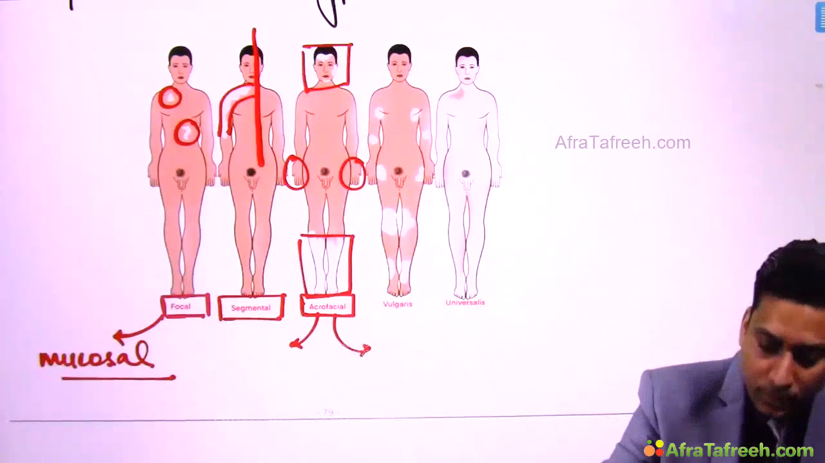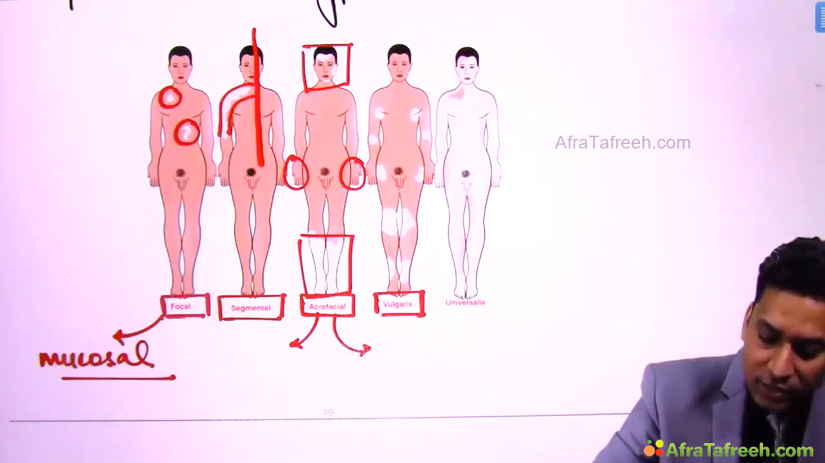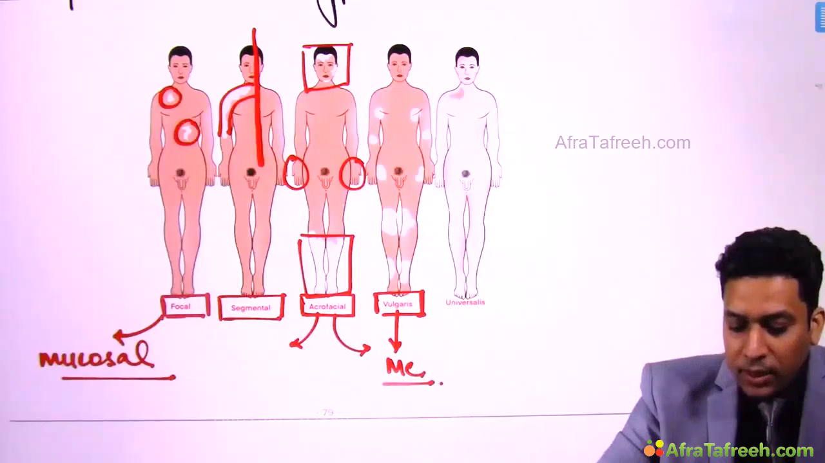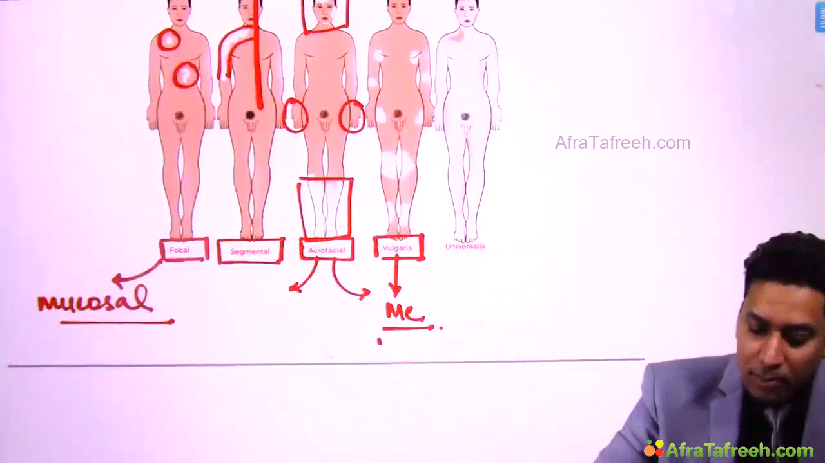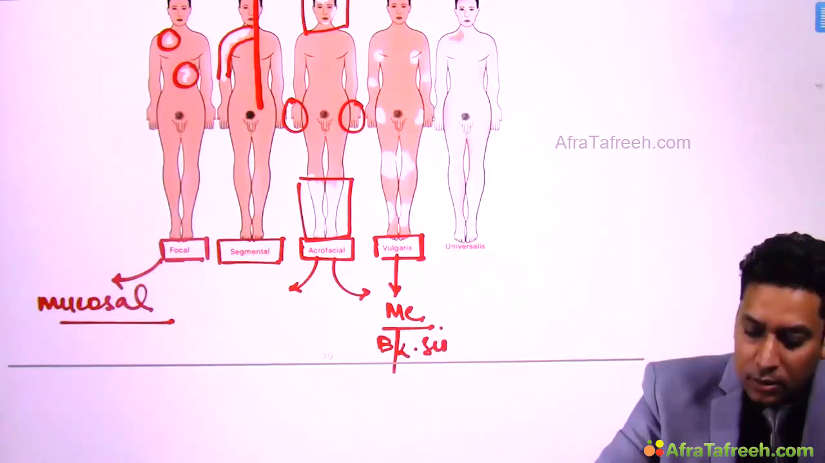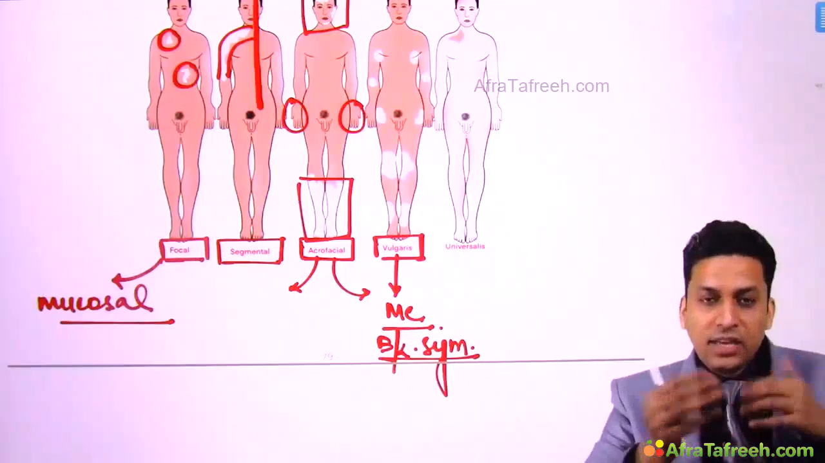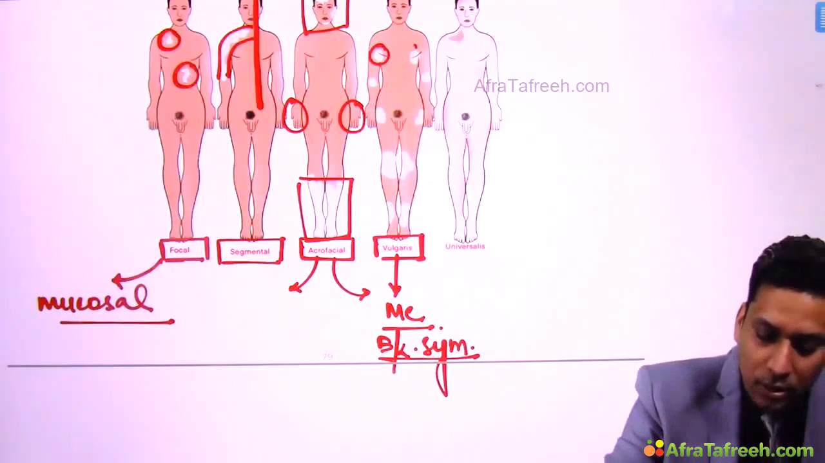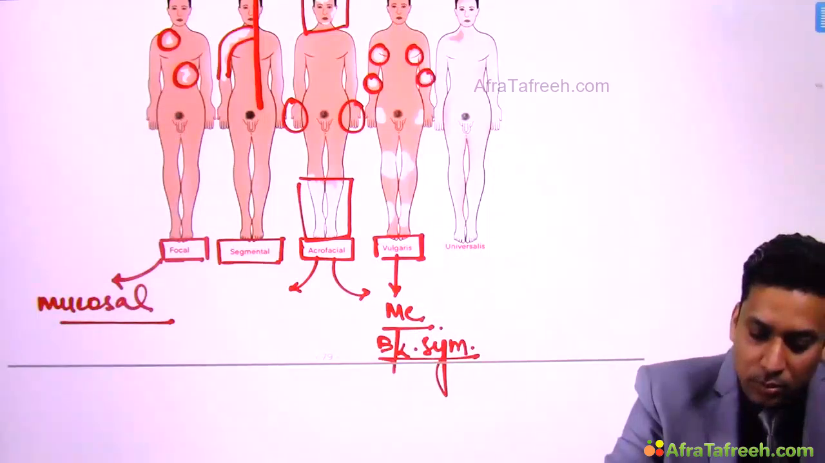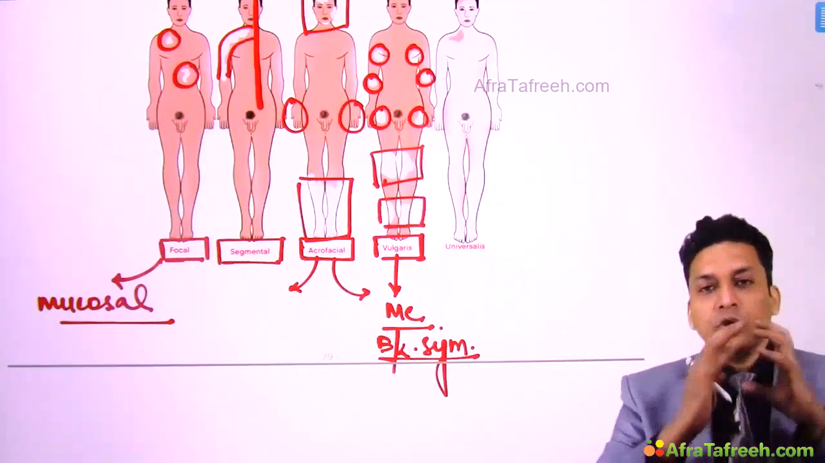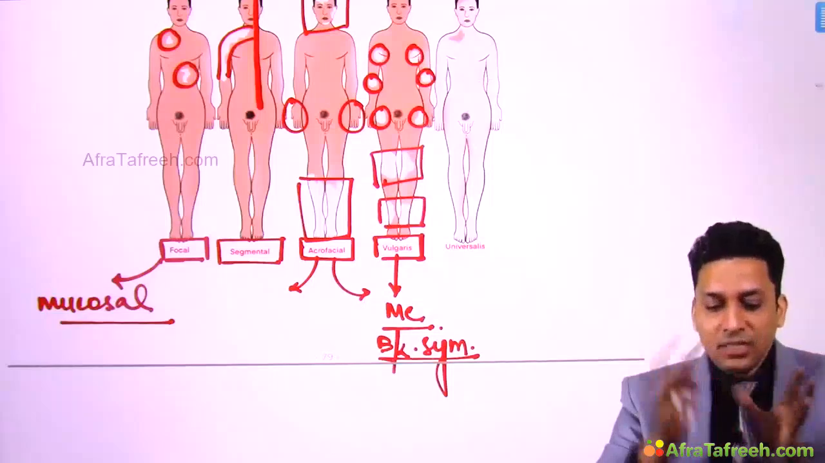Then vitiligo vulgaris. Vitiligo vulgaris is the most common type. And here the lesions are generally bilaterally symmetrical. So in segmental type, they are unilateral, only on one side, but here they are bilaterally symmetrical, like on both the sides, here also on both the sides, here also you can see almost bilaterally symmetrical. So this is the most common type where lesions are generally bilaterally symmetrical.